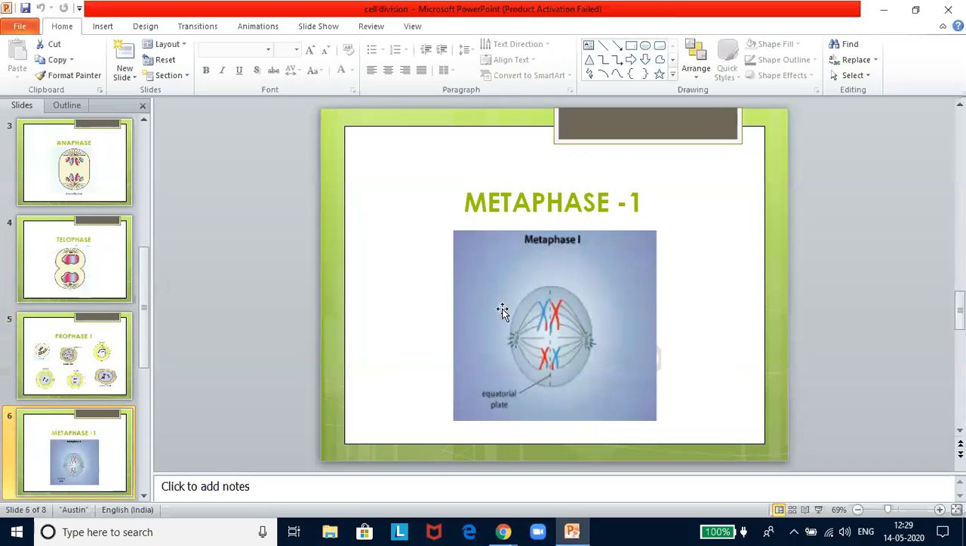Now let us look at metaphase 1. In metaphase 1, you see that homologous chromosomes line up at the equatorial plate of the spindle. So this is about the structure. They orient in such a way that the centromere of each chromosome of the bivalent becomes attached to the group of chromosomal fibers of the opposite poles, because they have to be pulled towards the opposite poles. And orientation is important because it ensures reduction of chromosome number.